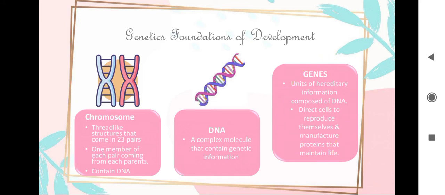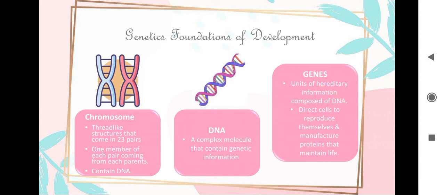And the next, genes. Genes are units of hereditary information composed of DNA. They direct cells to reproduce themselves and manufacture protein that maintains life. So genes are information, in Malay we call it genetik. Genes are a unit that stores the information that can be passed through. So basically, this is chromosome, DNA, and genes.